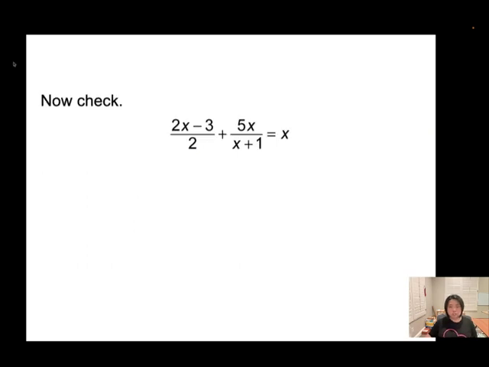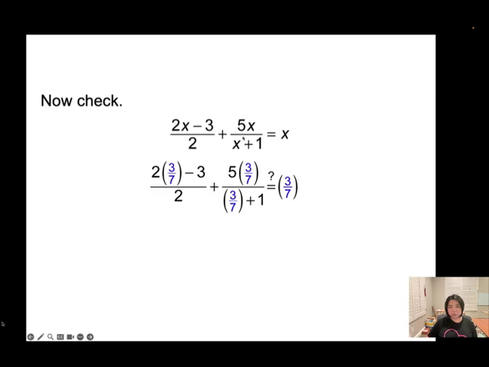Okay, now we're going to check the work. We're going to plug in x equal to 3 over 7. So do it one by one here. At the end, you should get 3 over 7 equal to 3 over 7. So this is a true statement. So we note our solution set is going to be 3 over 7.